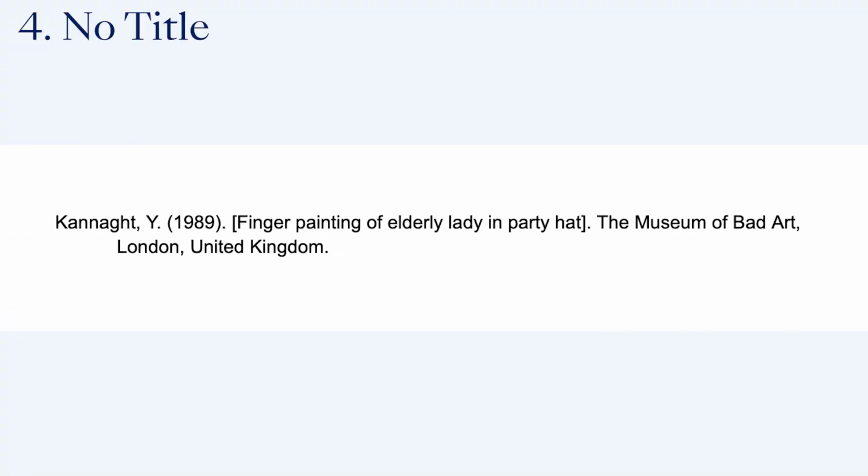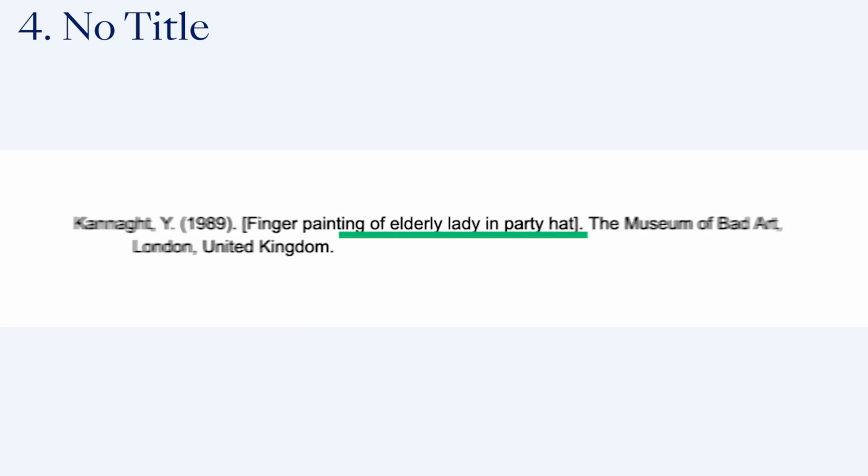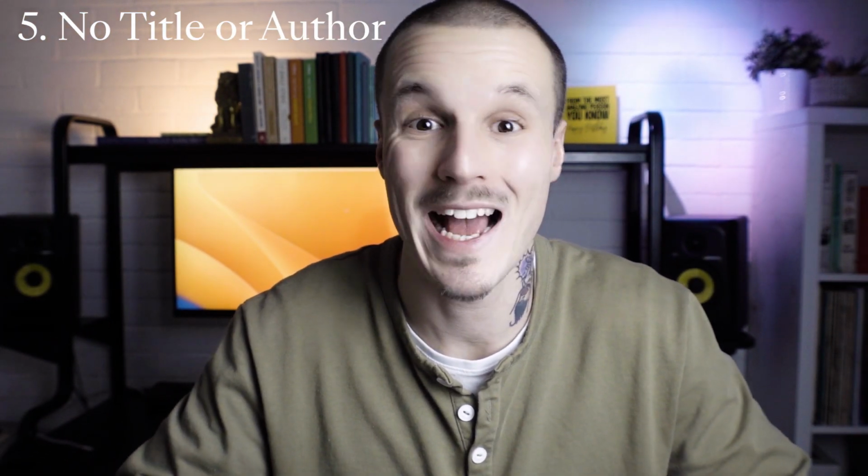What about sources without a title? Occasionally, you might find an untitled work that you want to cite. In these cases, you should provide a short description of the source in square brackets in place of the title. So, in the example of an untitled painting, you can include in place of the title a short description in square brackets: finger painting of elderly lady in party hat. If an untitled source also lacks an author, you can use a shortened version of this description in your citations, but be very sure to check carefully for these details before you leave them out.